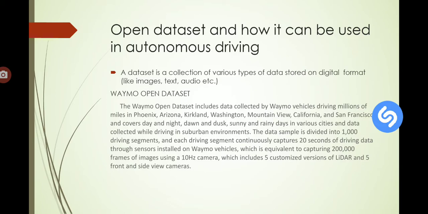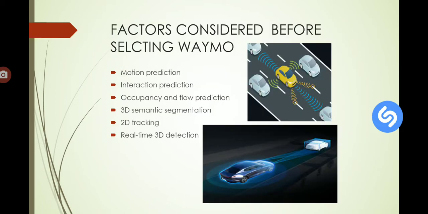The data samples are divided into 1,000 driving segments, and each segment continuously captures 20 seconds of driving data through sensors installed on Waymo vehicles. Factors considered before selecting Waymo: motion prediction, interaction prediction, occupancy and flow prediction, 3D semantic segmentation, 2D tracking, and real-time 3D detection.